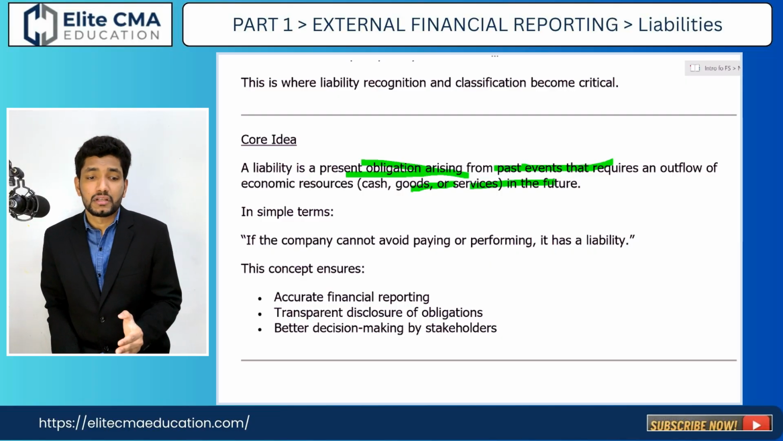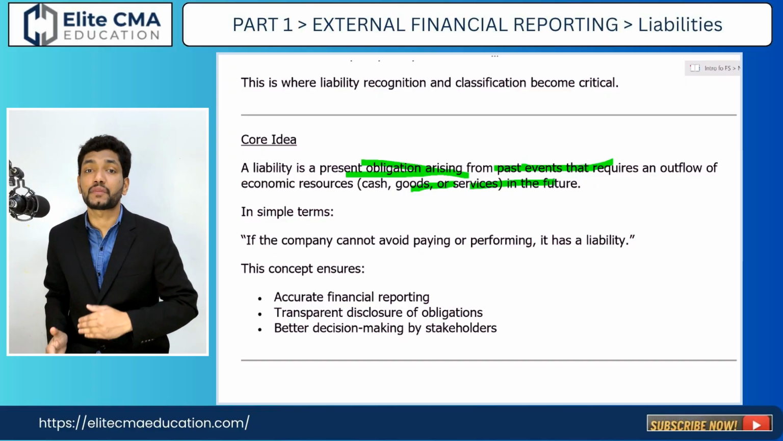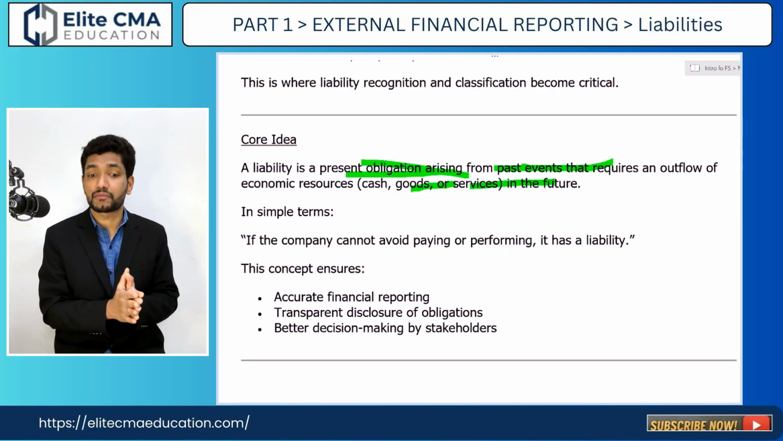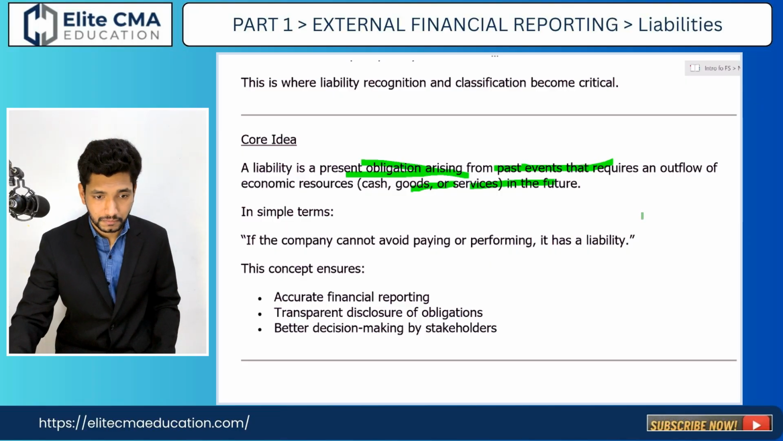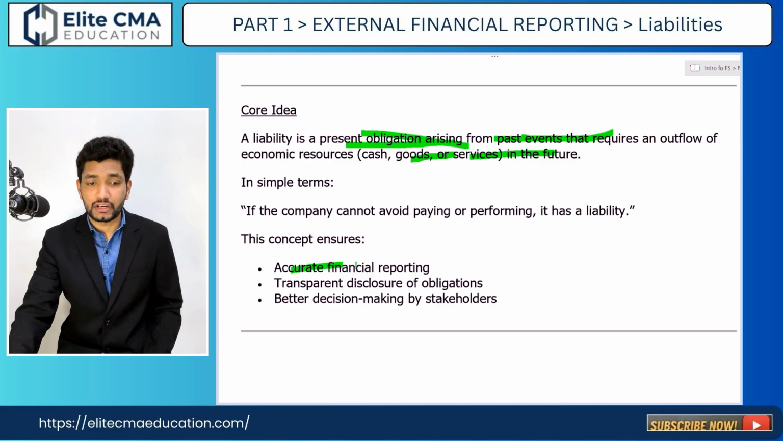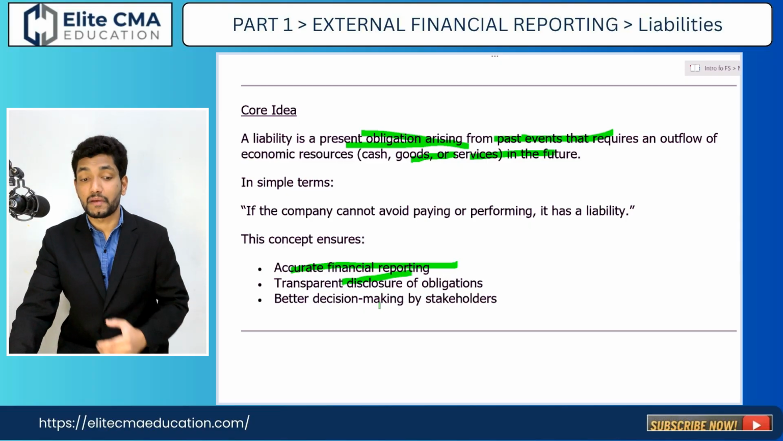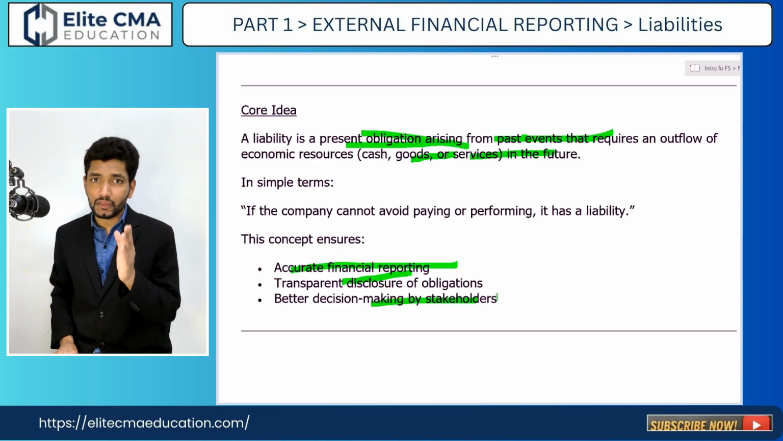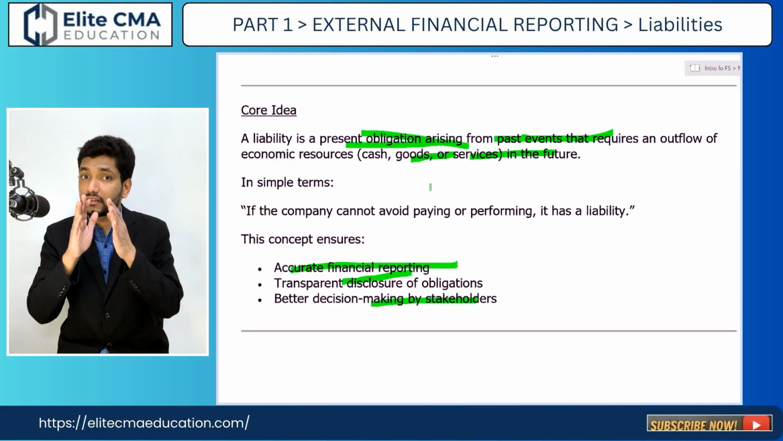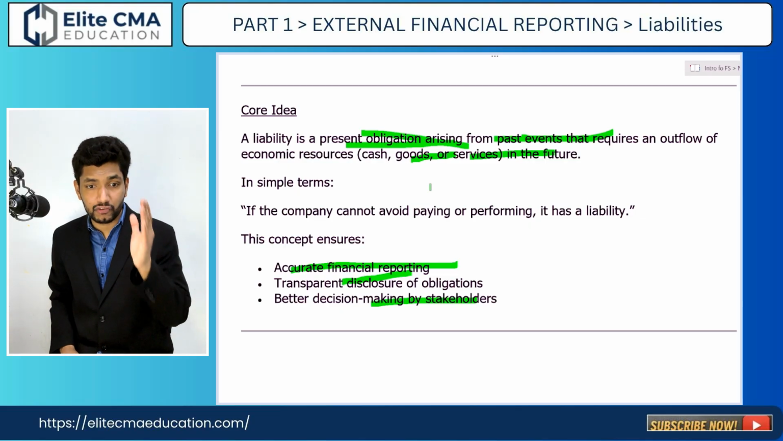In simple terms, if the company cannot avoid paying or performing something, it has a liability. This concept ensures accurate financial reporting, transparent disclosure of obligations, and better decision making by stakeholders. So this is a liability: it arises from a past event and requires an outflow of economic resources.